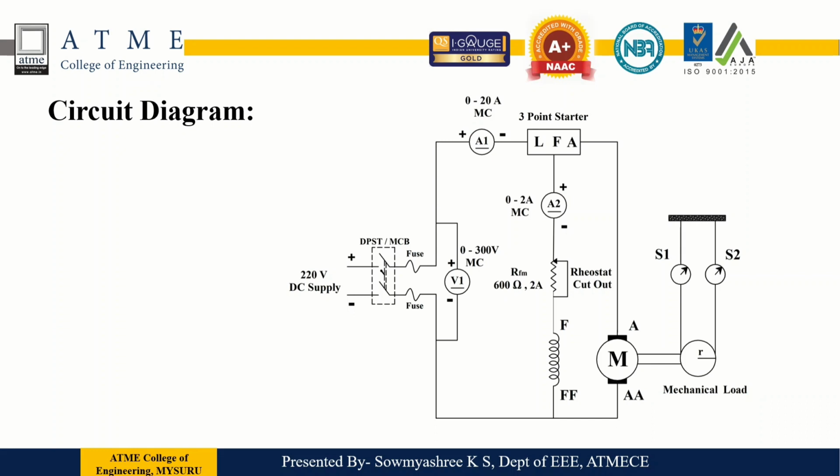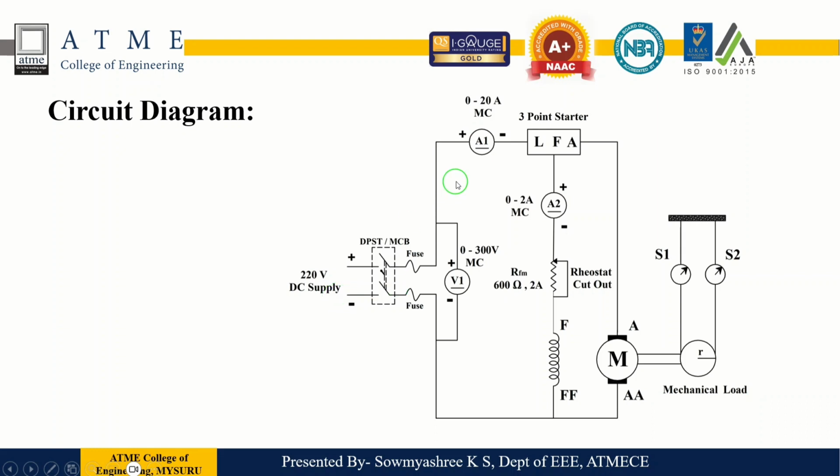And this is the connection diagram, that is the circuit diagram. This is the 220 volt supply which has the positive polarity and the negative polarity, where this is a 3-point starter. L indicates line, F indicates field, and A indicates the armature. As you observe here, we have a DPST or MCB switch, that is double pole single throw switch or miniature circuit breaker. Through this, we have connected the entire circuit to the DC supply.